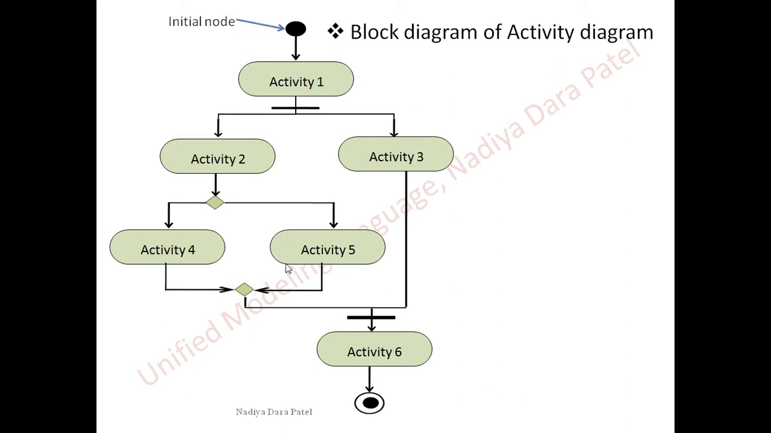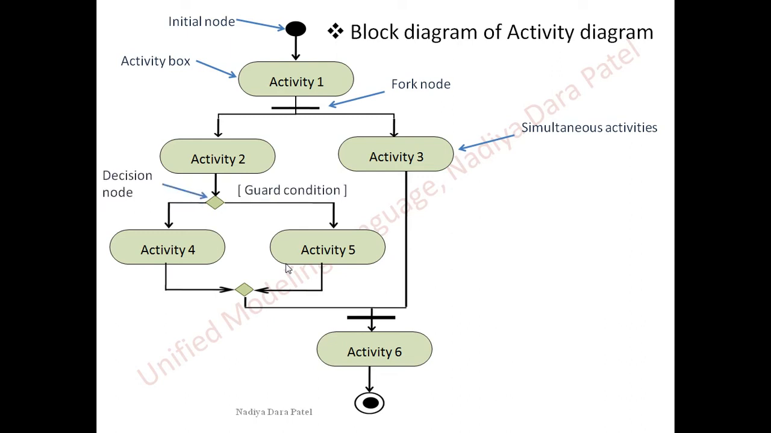So let us label them. Initial node, activity box, fork node, simultaneous activities going on. Here is the guard condition, decision node, merge node, finally join node, and the final node. So this is the complete block diagram which is labeled very correctly, and this is how you should put them all together.